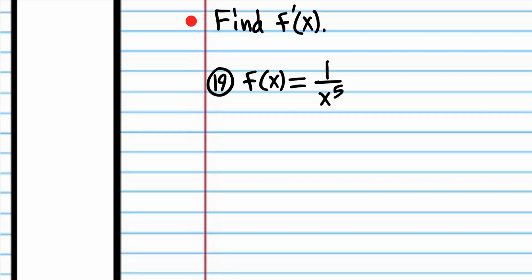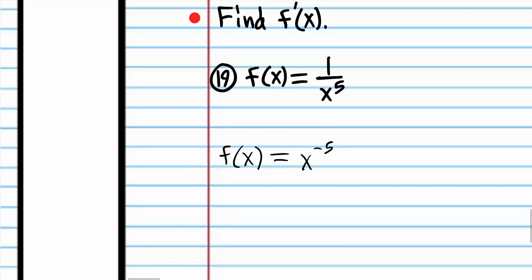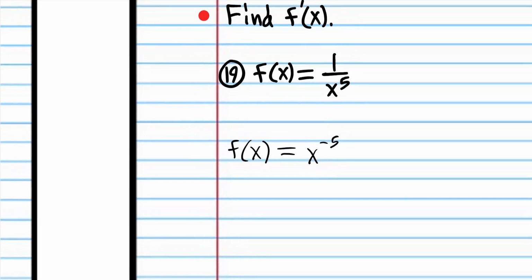But we can still find the derivative by using formula number 2, the power rule. All we have to do is change the form of that expression to x to the negative fifth power. The power rule works for really any number, as long as it's a real number. So it doesn't matter if it's negative or a fraction or whatever.